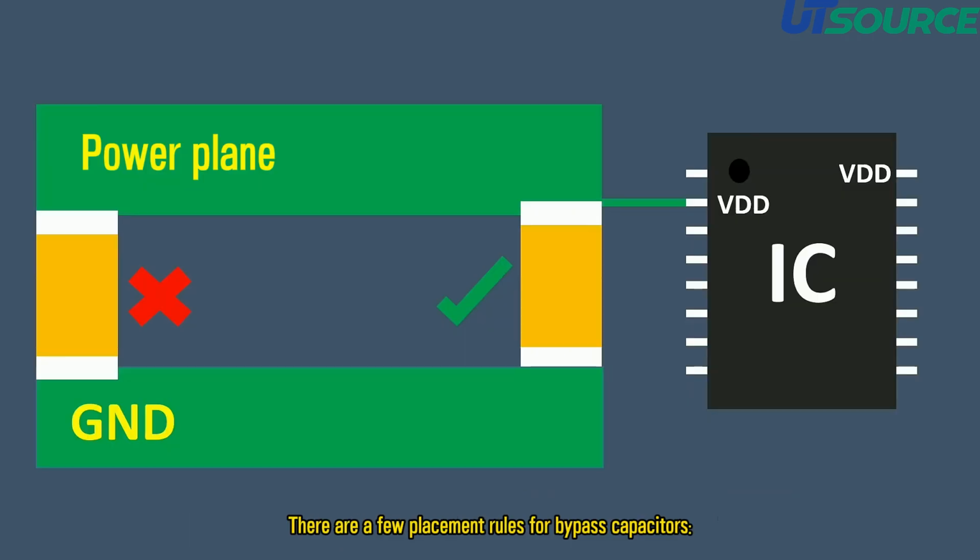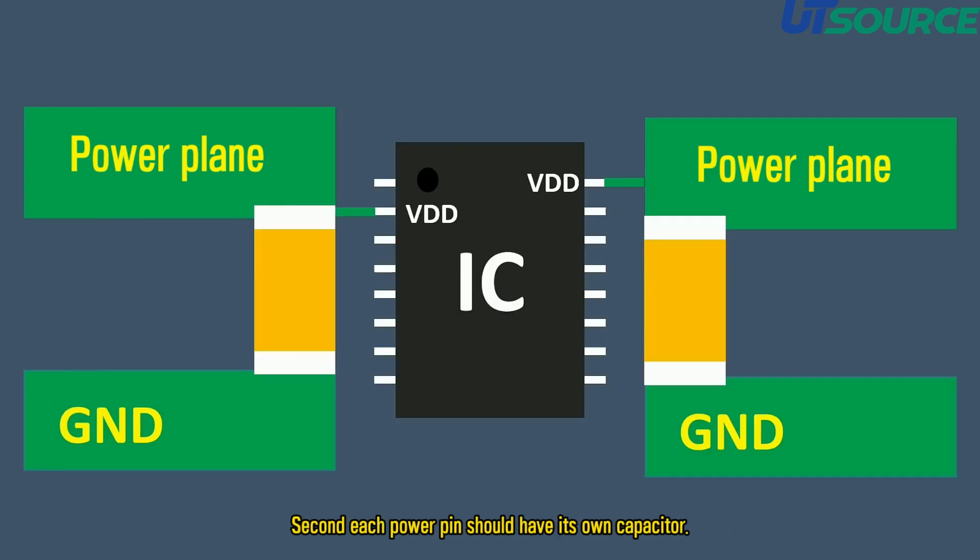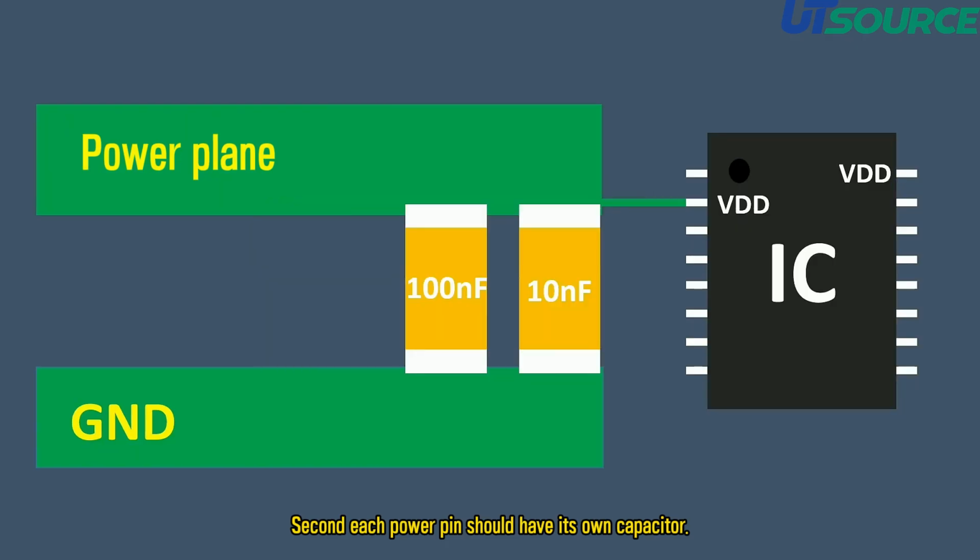There are a few placement rules for bypass capacitors. First, place it as close as possible to the power pin. Second, each power pin should have its own capacitor. Third, when multiple capacitors are used, the smaller one should be the closest. For example, if 100 nF and 10 nF are both used, the 10 nF capacitor should be the closest.